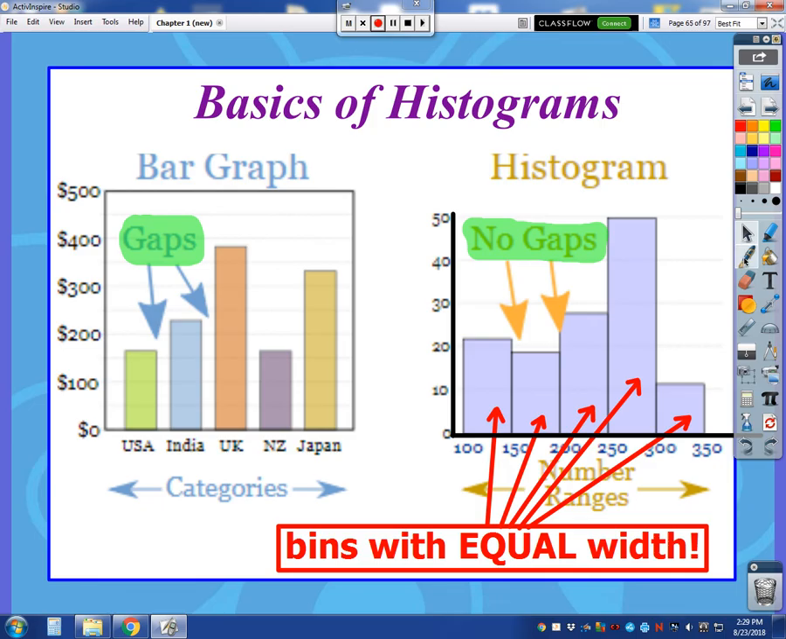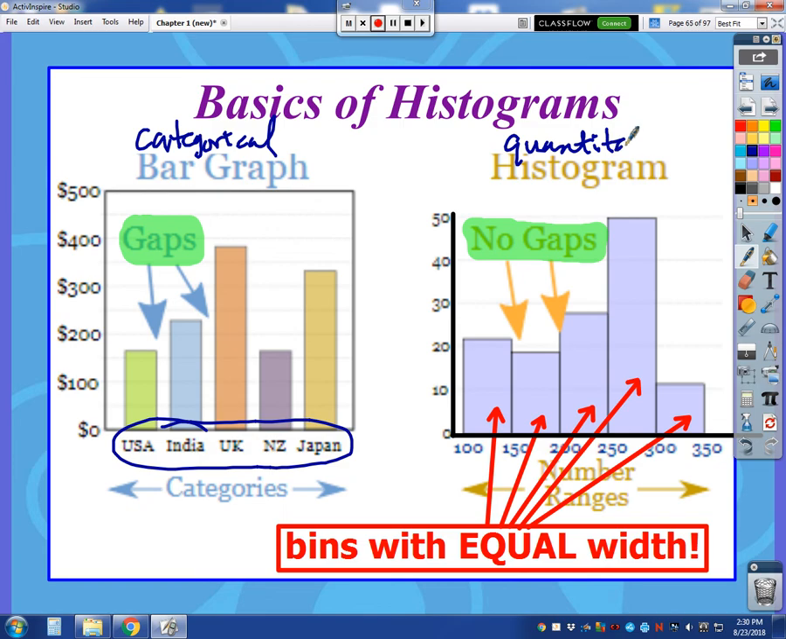But again, the main reason there is a big difference between these is that bar graphs display categorical data. If we look down here at our x-axis, USA, India, UK, NZ, Japan, those are all countries. And so the categorical variable is by country. This is not quantitative. Histograms, which are the focus of this video, video 6, display quantitative data. I don't even know what these numbers really represent here, but these are numerical values, and we could do some math with them.